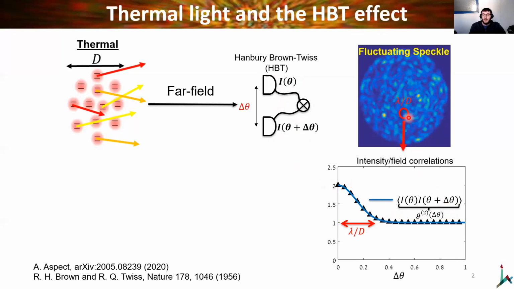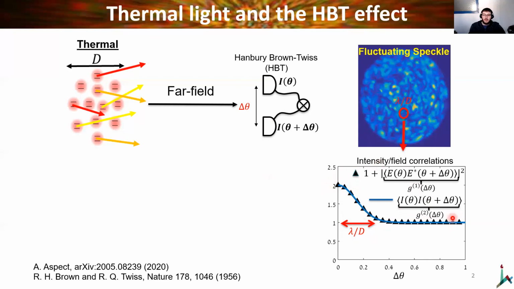This could be understood through what is called the fluctuating speckle interpretation of HBT. If the two detectors are within the same speckle grain, which is of size lambda over capital D, inversely proportional to the size of the source, then the intensity will be correlated. If the detectors lie on different speckle grains, the intensity would not be correlated, and there will not be any intensity correlations.